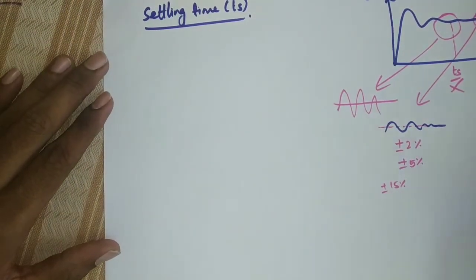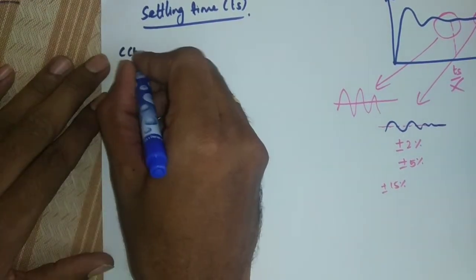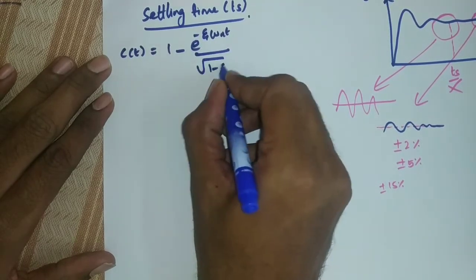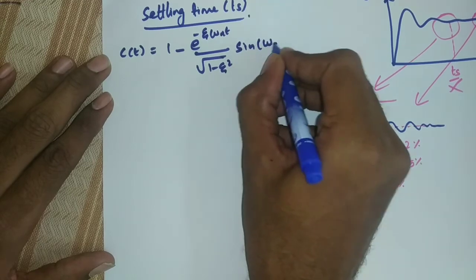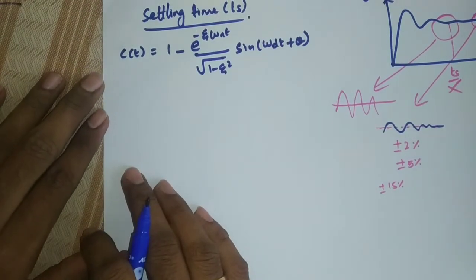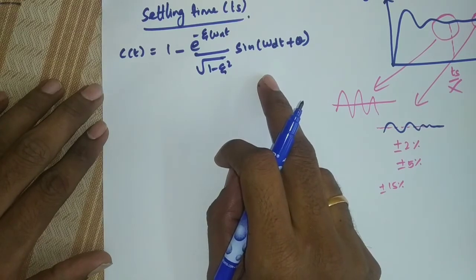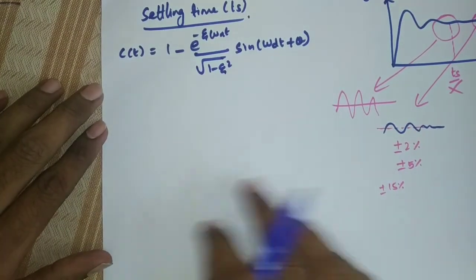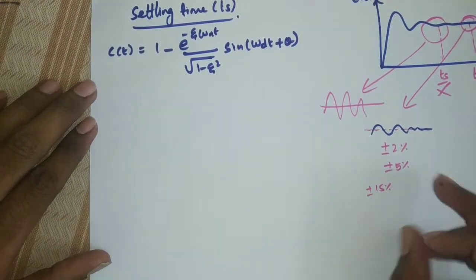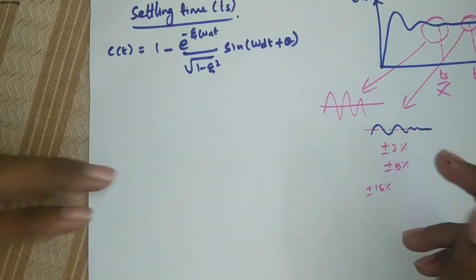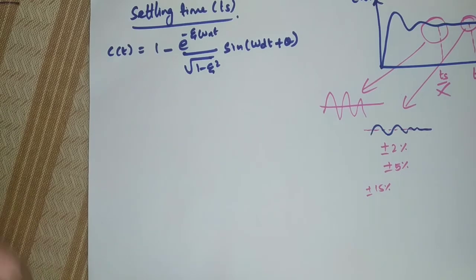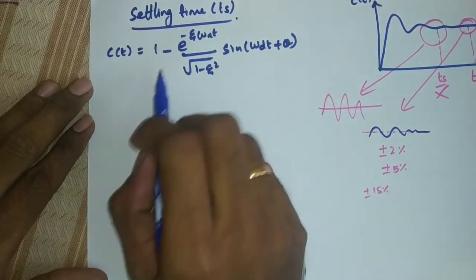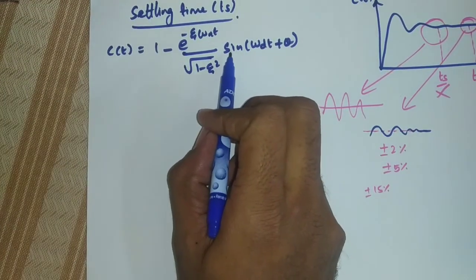Let me derive the response for settling time. C of t is equal to 1 minus e power minus eta omega n t divided by root of 1 minus eta square, into sine of omega d t plus theta. In this expression, we need to find which term is making this small kind of oscillation. We have two main parts in this equation: one is an exponential term, another is a sinusoidal term.